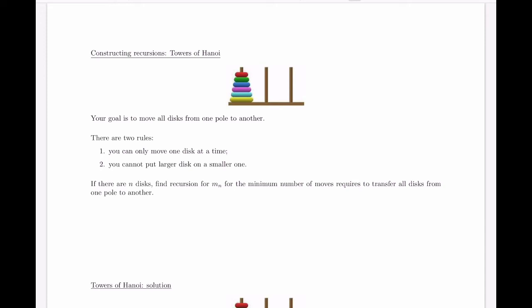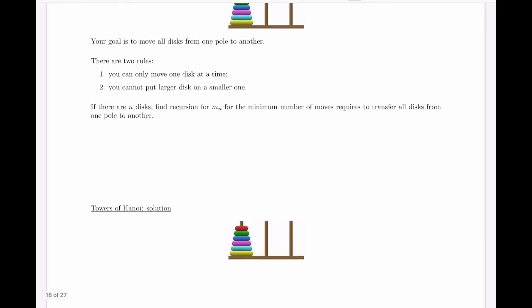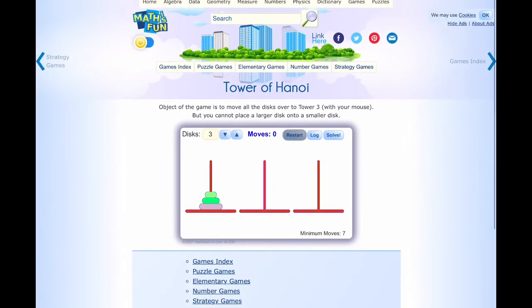Our mission for this problem is, given that there are n discs, we would like to find a recursion, M sub n, for the minimum number of moves required to transfer all discs from one pole to another. So let's see what we can do with a small example. Let's take n equals 3, which means that I have exactly 3 discs on one of the poles. There are many websites that will let you play this game. Here's one of them, the Math Is Fun website, because math is, in fact, fun. So I strongly recommend going here. Here are 3 discs. You can play the problem with more discs if you wish. I'm going to go through an example with 3.